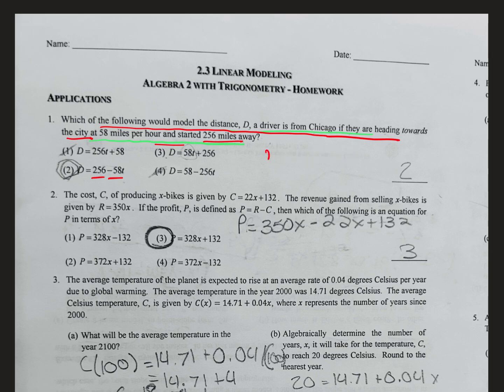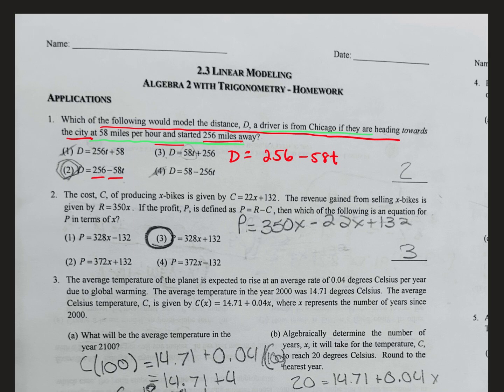Yeah, so that should be 256, and the distance from Chicago, because they're driving towards it, they take away that time, that distance, because it'd be getting smaller and smaller and smaller. That looks good.